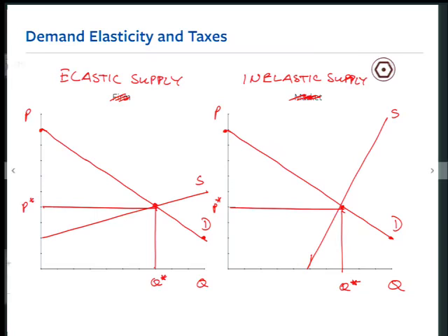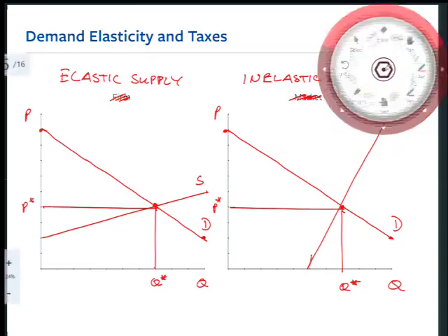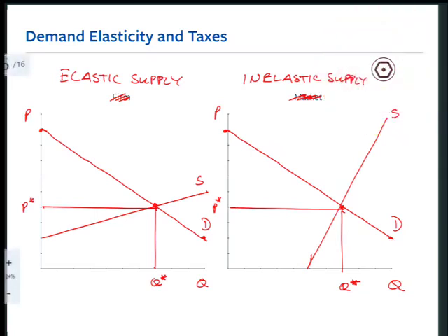So let's draw that. Let's use a different color to keep things interesting. So my tax here is going to be one that's exactly 3 squares tall. So I'm shifting my supply curve up by exactly 3 squares. So this is S plus tau, right? Again, recognizing that the distance between these two is exactly tau.